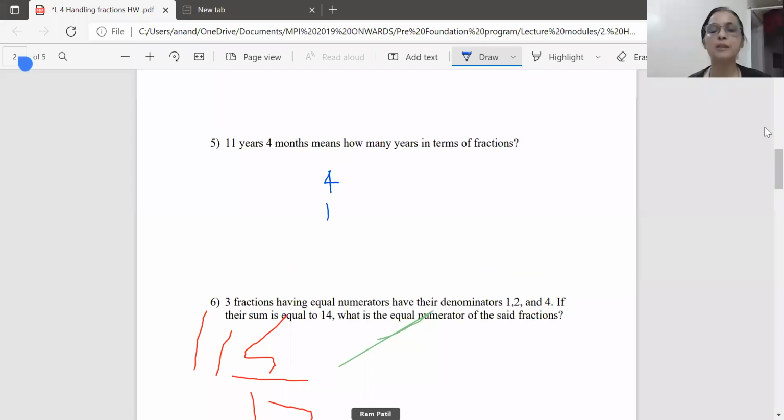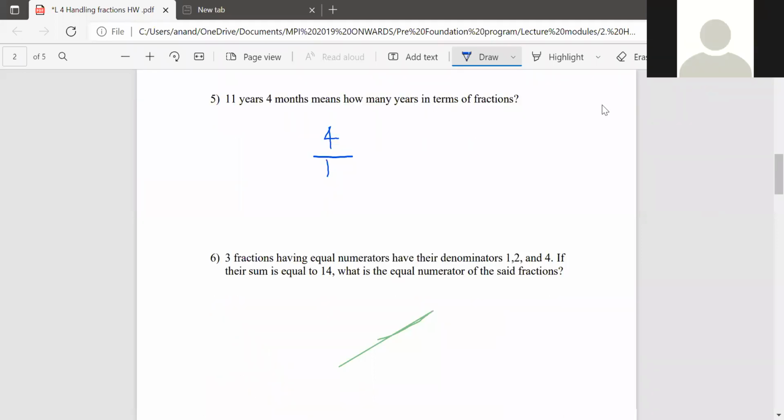Someone is still drawing on the board. Please don't draw on the board. Please remove it. I will, Madam. It's the last warning to Ram Patil. Sorry, sir. Sorry.